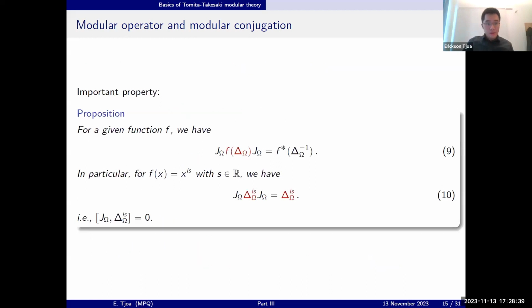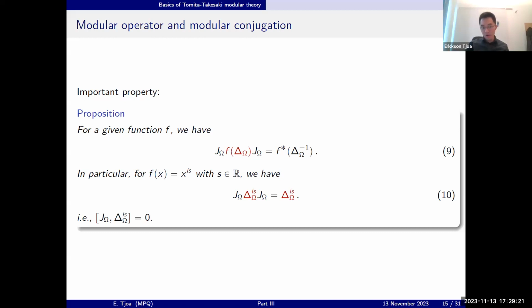Now, one important property you can check is that if you take some reasonably good functions, not crazy ones, then J times the function of the modular operator, in the sense of spectral decomposition, will give you the complex conjugate of that function applied to the inverse. In particular, the one most relevant to us is when F is a complex imaginary exponent of itself. Then J actually maps delta to the power of is to itself.